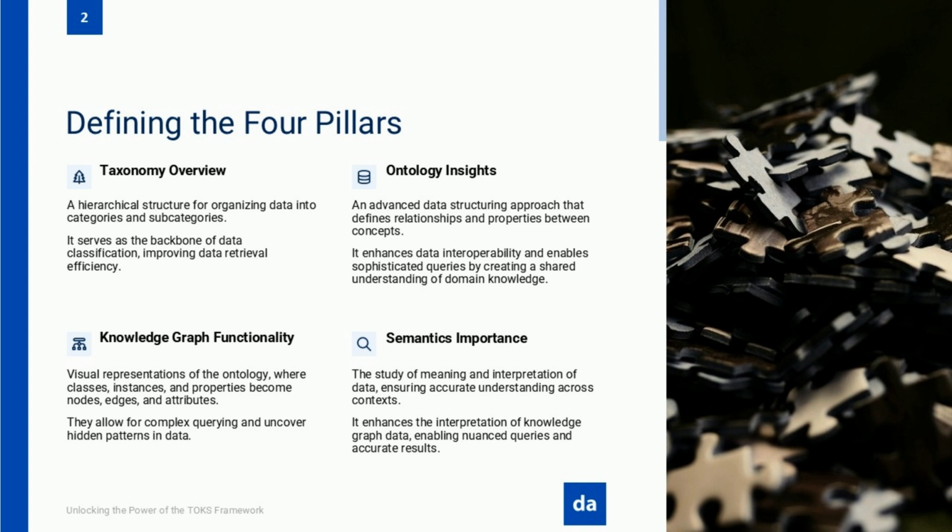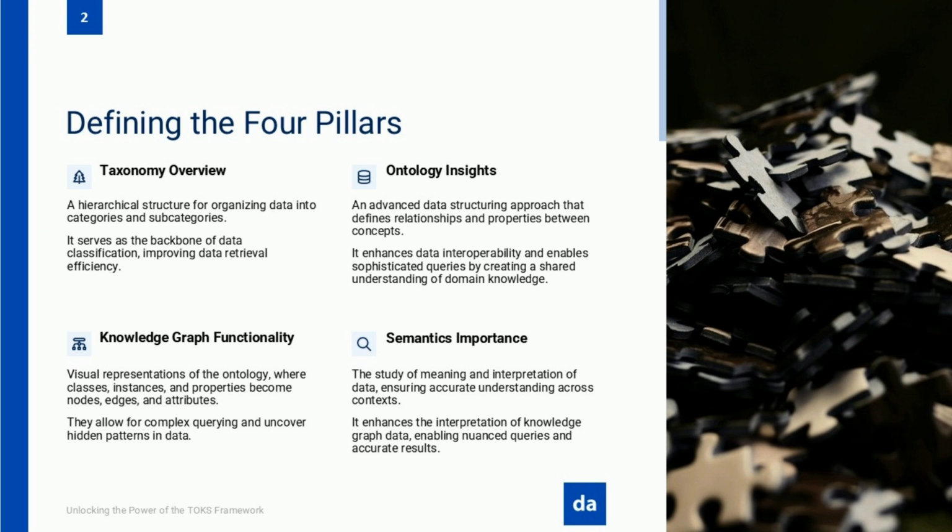The synergy between these concepts in modern data science is remarkable. Taxonomies provide the backbone for organizing data, while ontologies add depth and context. Knowledge graphs bring these relationships to life, allowing for dynamic exploration and discovery. Semantics tie it all together, ensuring that the data's meaning is accurately captured and interpreted.